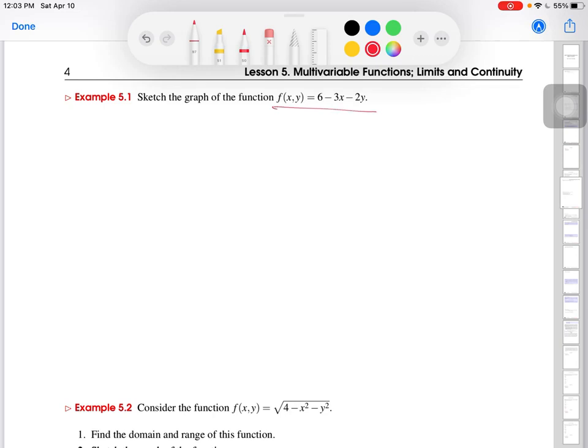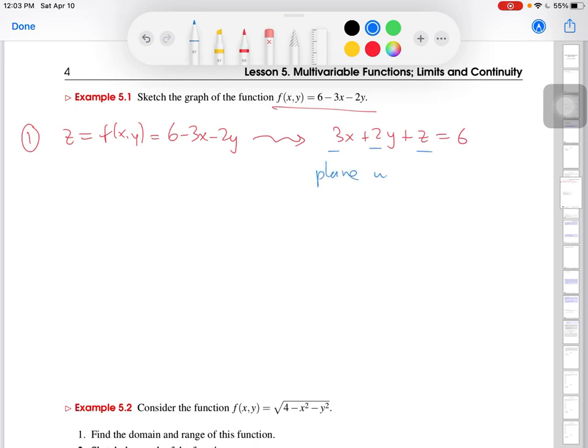Great. So the first thing I'm going to do is realize that if I say z equals f of x,y equals 6 minus 3x minus 2y, well, if I rearrange everything and put all the variables on one side, this should look familiar because this is the equation of a plane with normal vector (3, 2, 1). And to find a point on the plane, we could set x equal to 0, y equal to 0, and then z would be equal to 6. So using this, I could actually plot the plane.